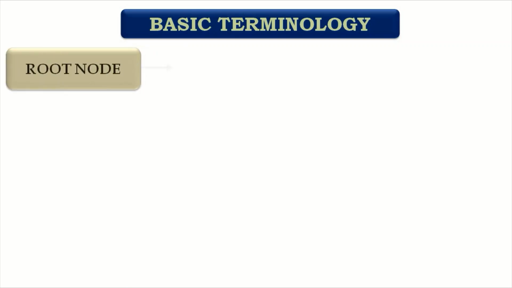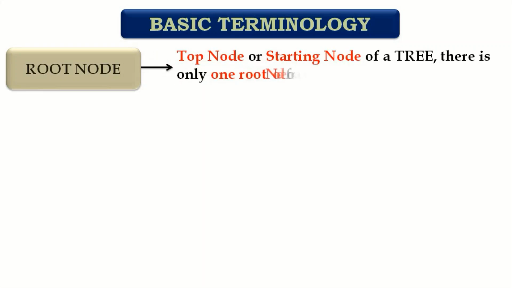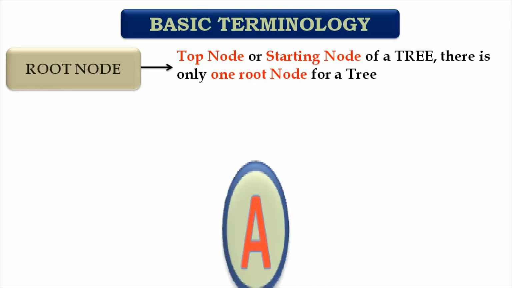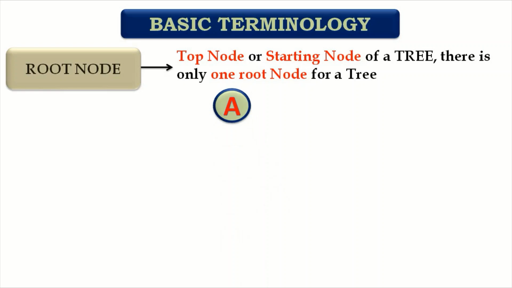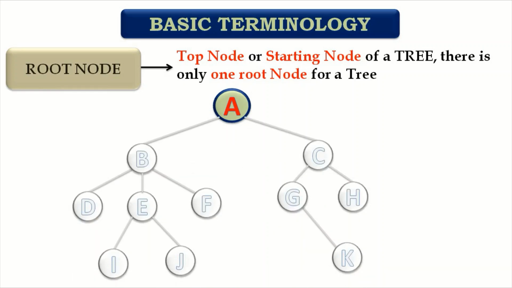Basic terminology. There are some specific words which are related to the tree, which start with root node. The top node or starting node of a tree is called the root node. There is only one root node for a tree. Here A is the root node. It is the top node and starting node of the tree.